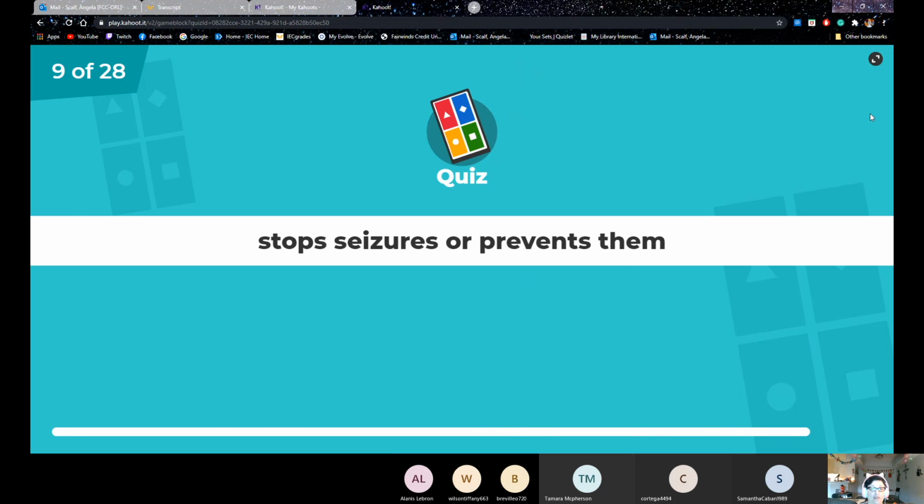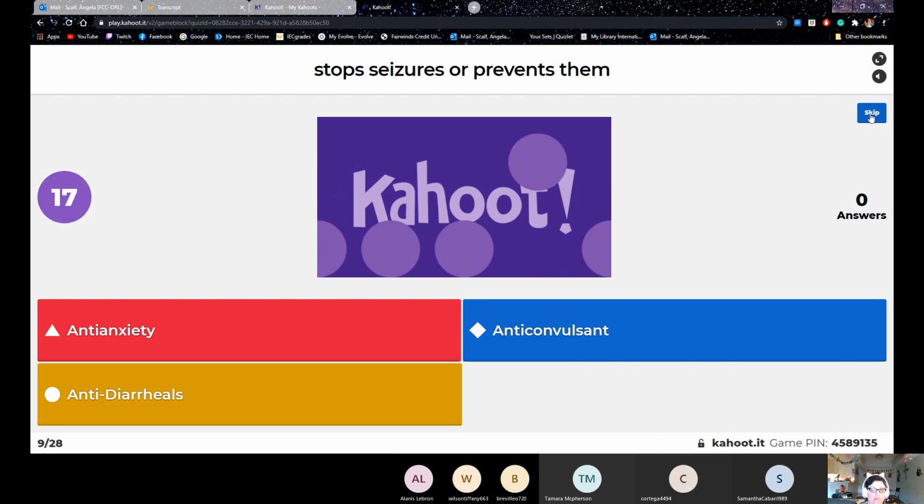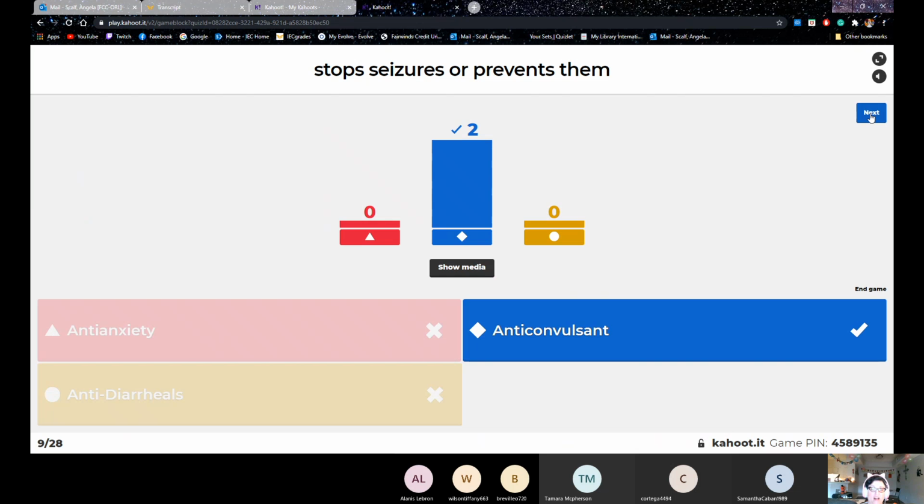Stops seizures or prevents them? Good. Anticonvulsant. What's an example? Tegretol, Depakote. There's a ton of different anti-seizure drugs.